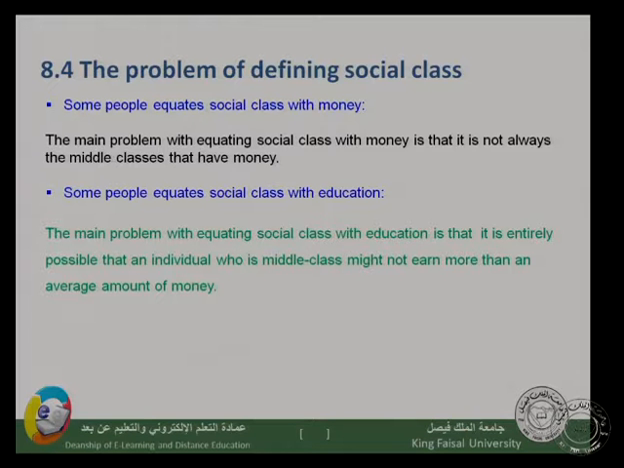So the main problem with equating social class with education is that it is entirely possible that an individual who is a middle class person might not earn more than an average amount of money, and therefore he will not be able to pay for the university, he will not have the money to pay his tuition fees.